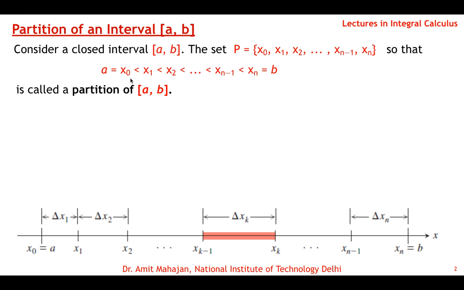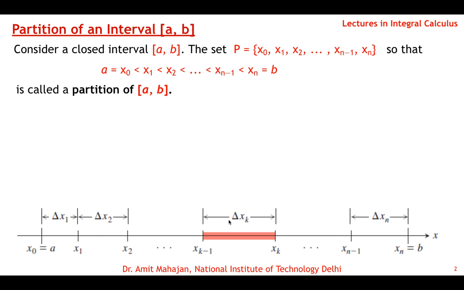And they are ordered, that means x0 is less than x1 is less than x2 and so on is less than xn. So this ordered set P of numbers is called the partition of AB. So what we mean here is that if you are given an interval from point A to point B, then we can divide this interval into a number of subintervals by choosing points x0 as the lower end point and xn as the upper end point, and x1, x2, and so on, the points in between.